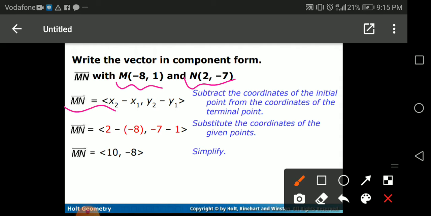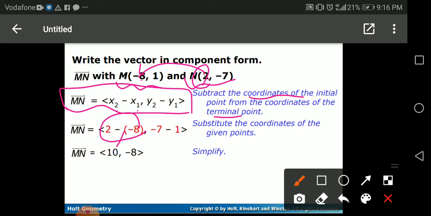My rule here is very important. Subtract the coordinates of the initial point from the coordinates of the terminal point. Memorize this very well. x sub 2 minus x sub 1: 2 minus negative 8. Then another one, which gives the second component: y sub 2 minus y sub 1, negative 7 minus 1 gives me negative 8. And this is the MN vector's components.